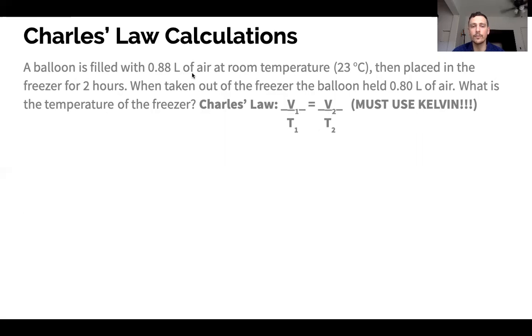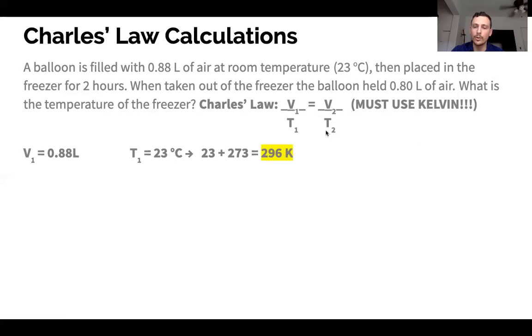That would be our initial volume. And it says at room temperature, which is 23 degrees Celsius, that would be our T1. So you can write these down if that helps you. But V1 would be 0.88 liters. T1 would be 23 degrees Celsius. But again, and I cannot stress this enough, you need to use Kelvin as our temperature unit. So to go from 23 Celsius to Kelvin, we just add 273 to the 23 that we have. We end up with 296 Kelvin here.